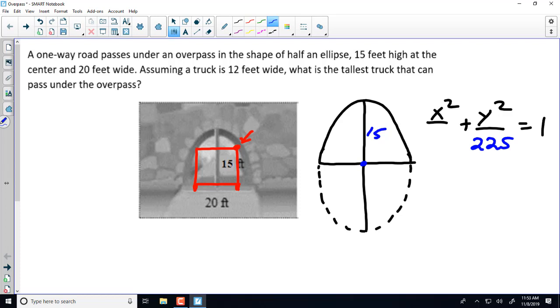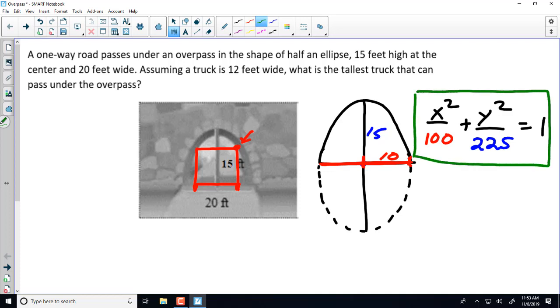Here's the tricky part, everyone. This distance all the way across is 20, but we only want half of that, 10, and we want to square that number and put it under the x squared, so that's going to be 100. A lot of people think you have to square the 20, but remember the 20 is all the way across, we only want to square the number that's halfway across. So this equation right here is actually the equation for our ellipse, but we're just concerned about the top half of it.